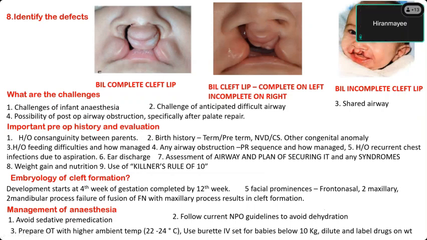Holliday-Segar formula, the 4-2-1 rule. That number also you have to say. So 4 ml up to what weight? First 10 kgs, 4 ml per kg per hour. For the next 10 kgs, 2 ml per kg per hour. And after that, for every kg, it's 1 ml per kg per hour. Very good.